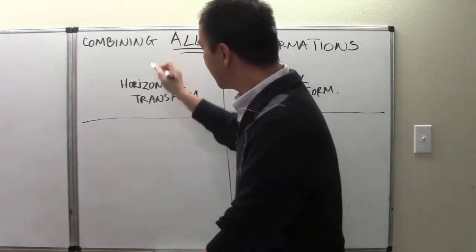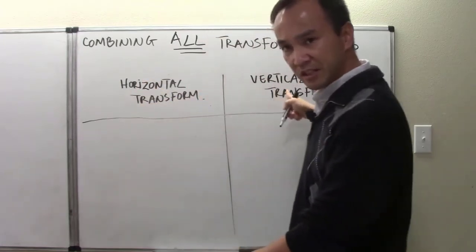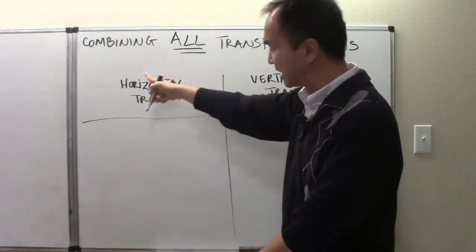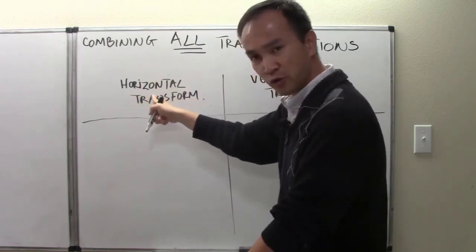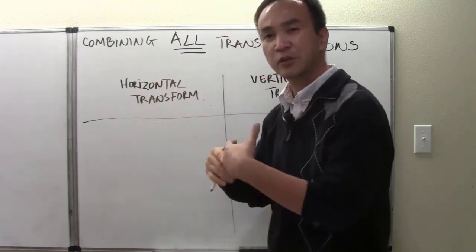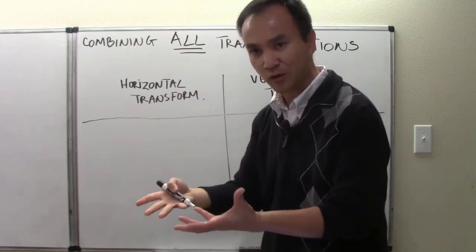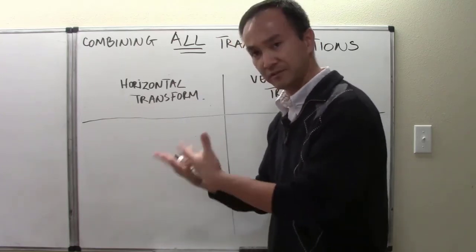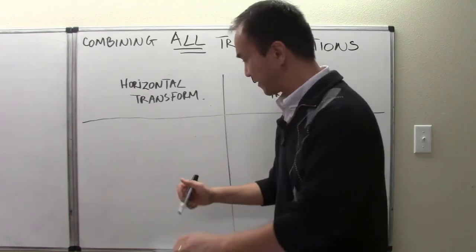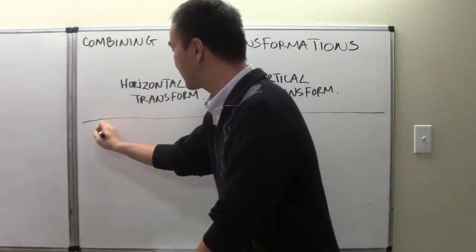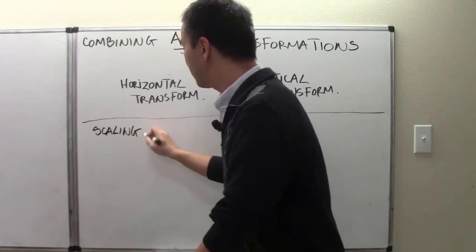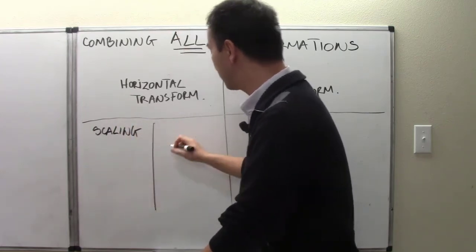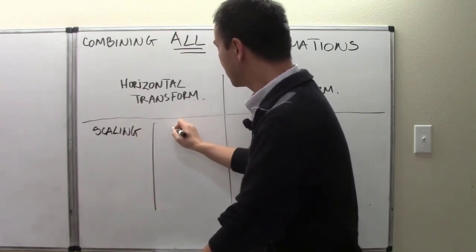Okay, and then among each of these subcategorized transformations here, just the horizontal transformation itself, there was the vertical scaling, the horizontal scaling I meant, and then the horizontal shifting. And so now we're going to do scaling. Okay, we're going to do scaling, and then after that we're going to be doing shifting.